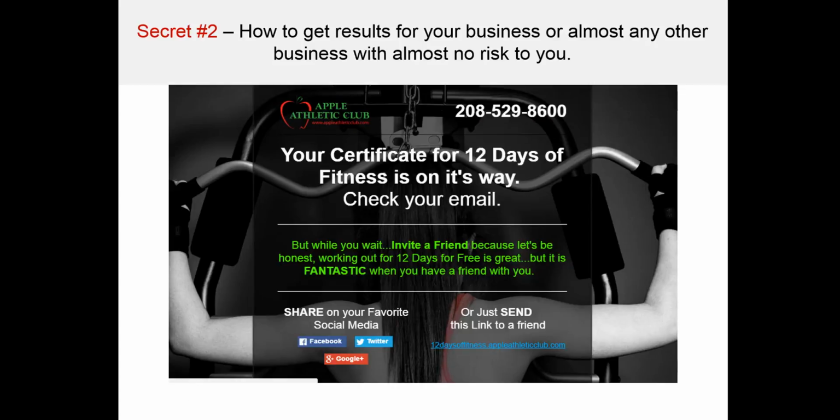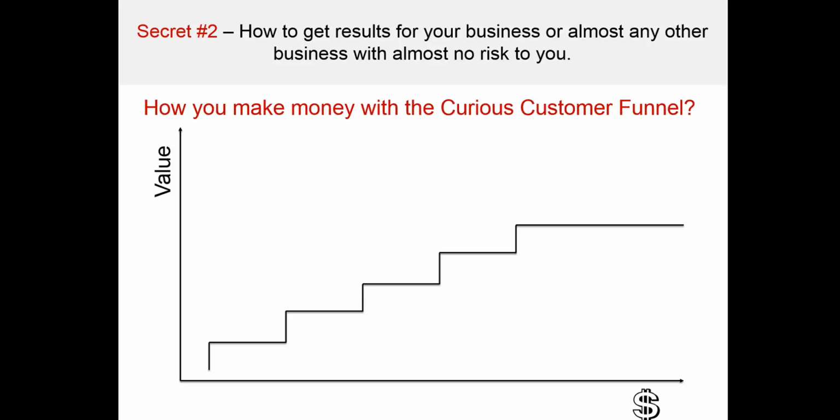From then, we delivered the 12 days of fitness via email. This gave them the opportunity right here to share it on Facebook, to send a link to a friend, or whatever they wanted to do. They were able to do that from there. So let me show you how that works. Now, this is what we call the value ladder.